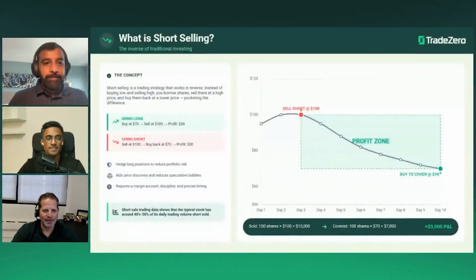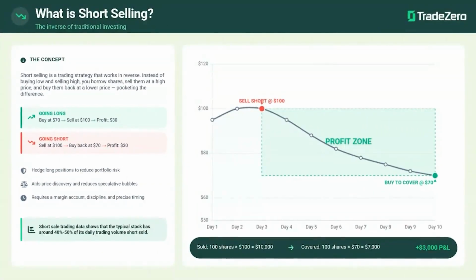All you. Cool. So just getting back to basics, I'm sure most of you in the chat know conceptually how short selling works. But just to describe the trading strategy, you're looking to essentially sell a stock that you don't own at a high price and then buy it back at a lower price, thus making the difference between where you sold it and where you bought it back. This is a great way to hedge long positions to reduce your portfolio risk. And it also aids in price discovery and reduces speculative bubbles.